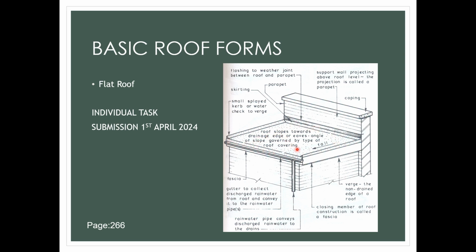So the roof slopes towards the drainage edge, and the angle and slope are governed by the type of roof covering. So this one must have a little bit of slope. And the part at the top, lower down here, we call it a skirting.